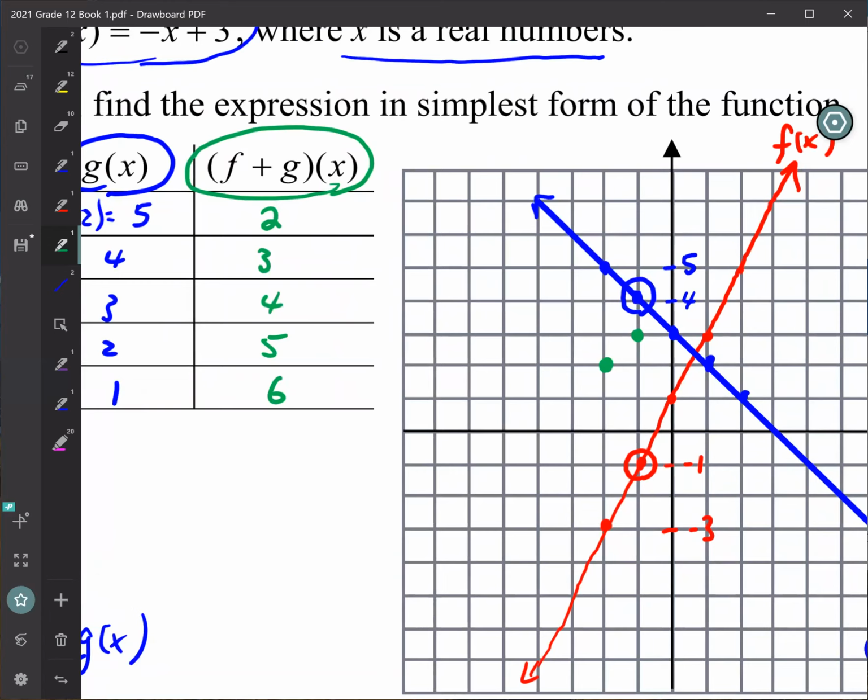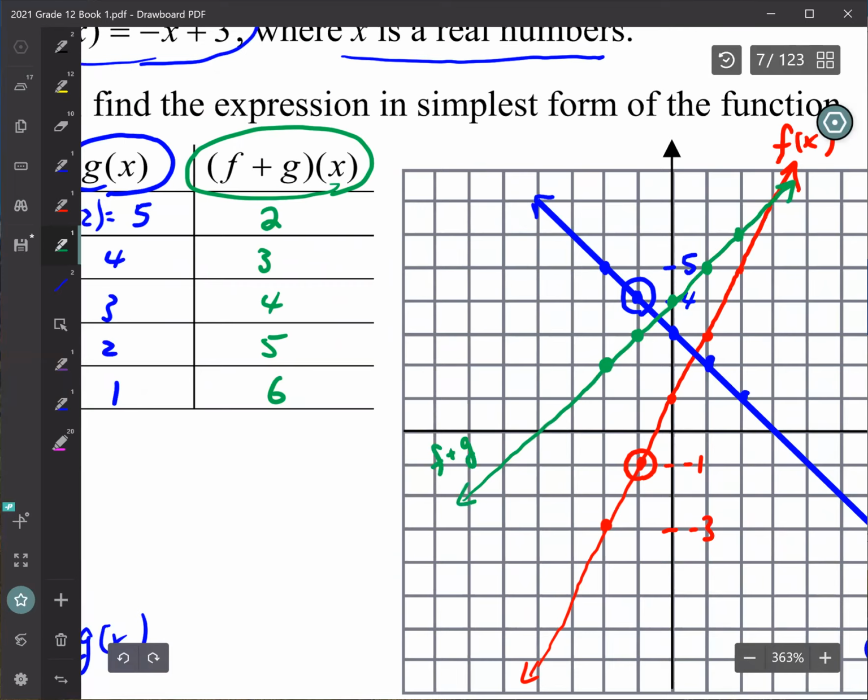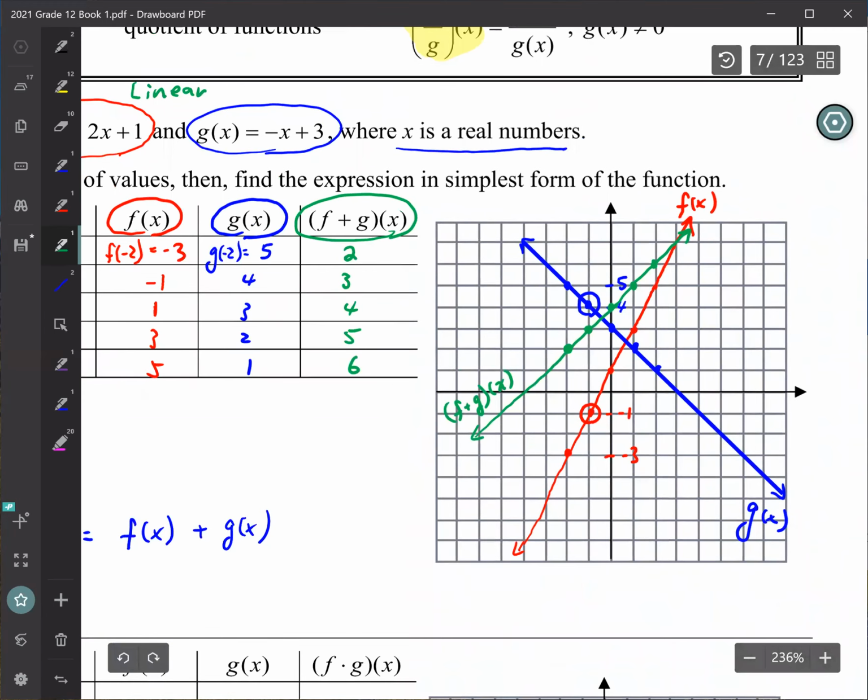Next one will be 4, 5, 6. So the green is the result for the two functions adding together. So this one is f plus g of x. So this is a new function. You have two linear functions added together, you get a new linear line.